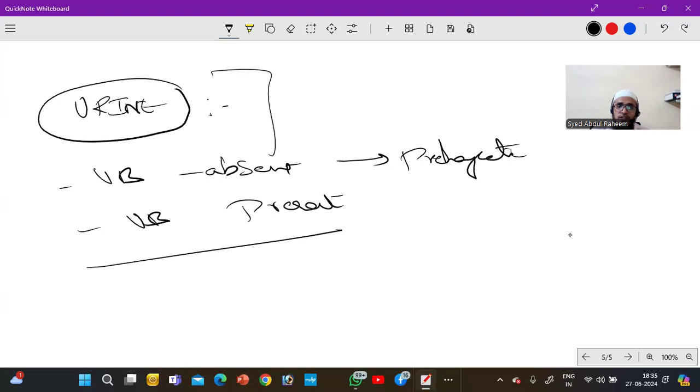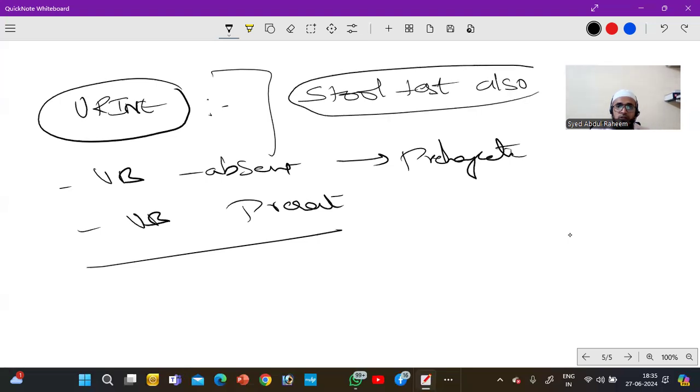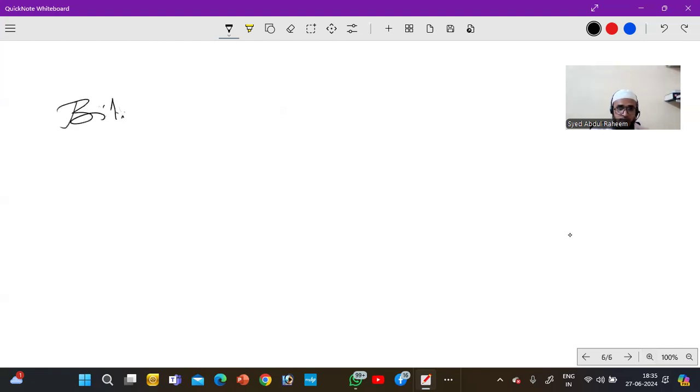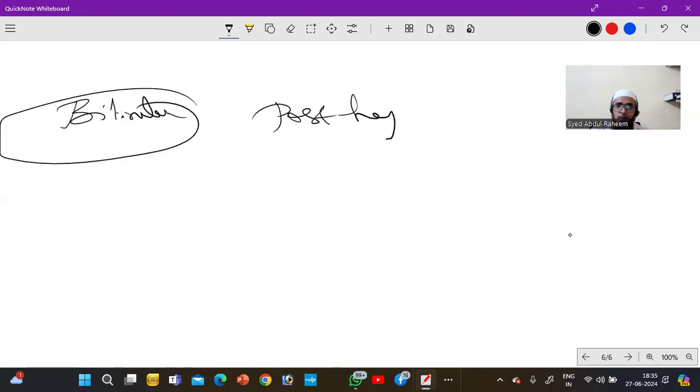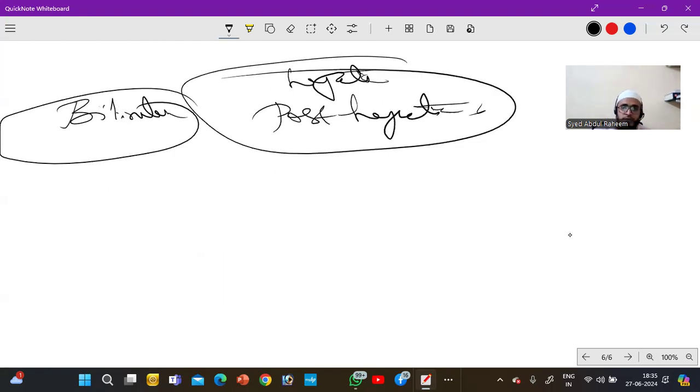And sometimes you need to check the stool test also, because in that you can see the bilirubin level is high, which means it is mostly post hepatic jaundice or hepatic jaundice, both are possible. So now we have the idea of CBP, CUE, and stool.